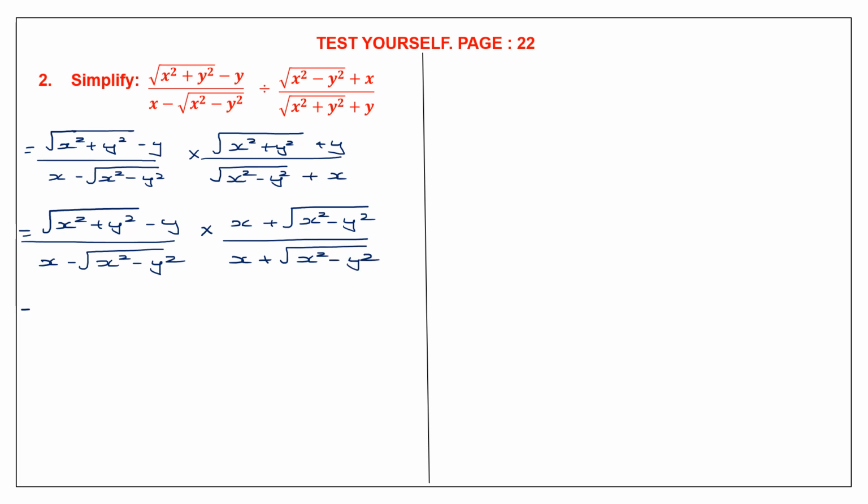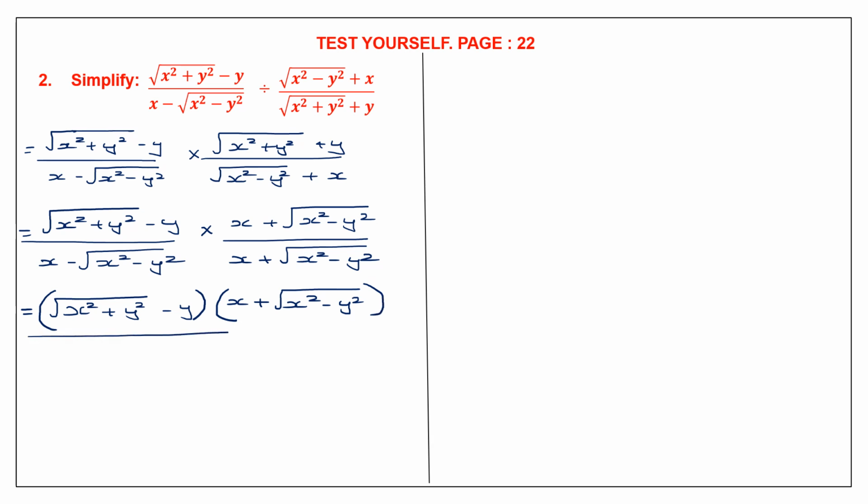So here we're going to multiply the numerators, so that will be the root of x square plus y square minus y. This is the numerator of the first fraction. We're multiplying this by x plus the root of x square minus y square. This is the numerator. In the denominator we have x minus the root of x square minus y square into x plus the root of x square minus y square.